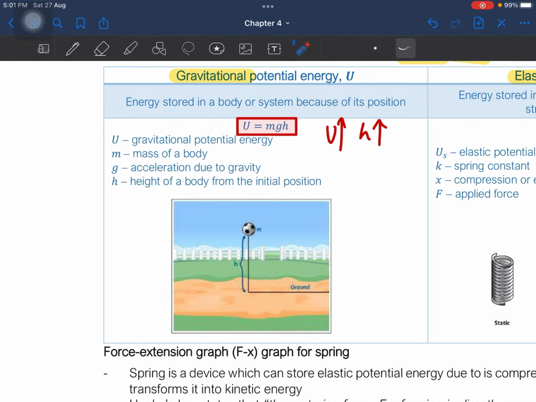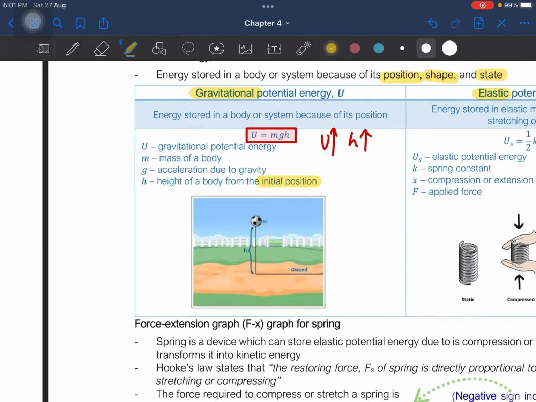Okay, so m is the mass of a body, g is the acceleration due to gravity, which is 9.81 meter per second square, and h is the height of a body from the initial position. So please make sure you know it is from the initial position.